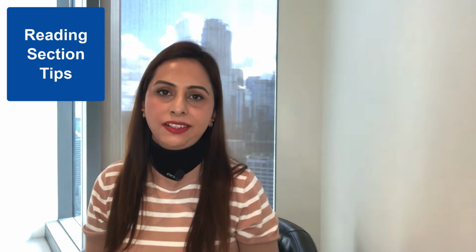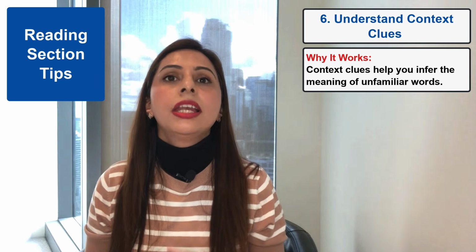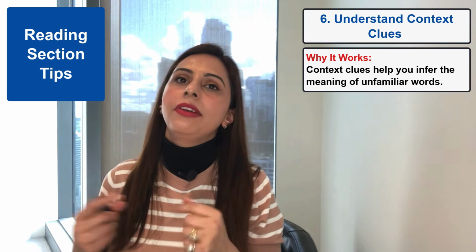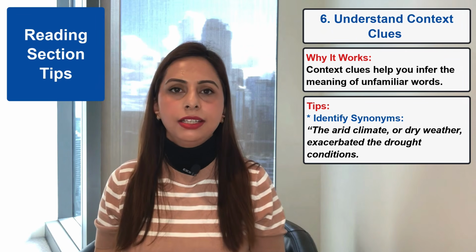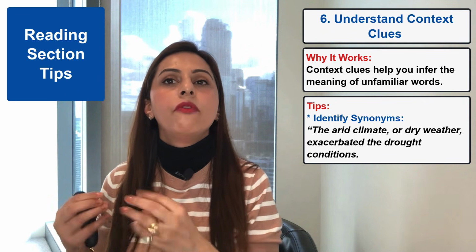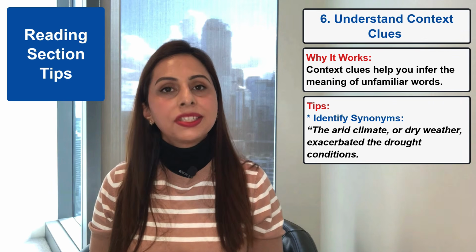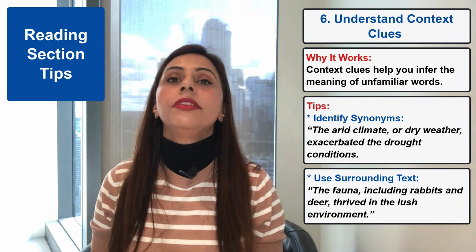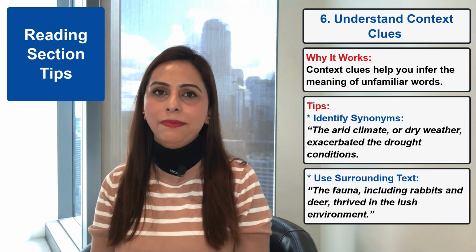My sixth strategy is understand context clues. Context clues help you infer the meaning of unfamiliar words. Let's look at the tips. Identify synonyms. The arid climate, or dry weather, exacerbated the drought conditions. Use surrounding text. The fauna, including rabbits and deer, thrived in the lush environment.